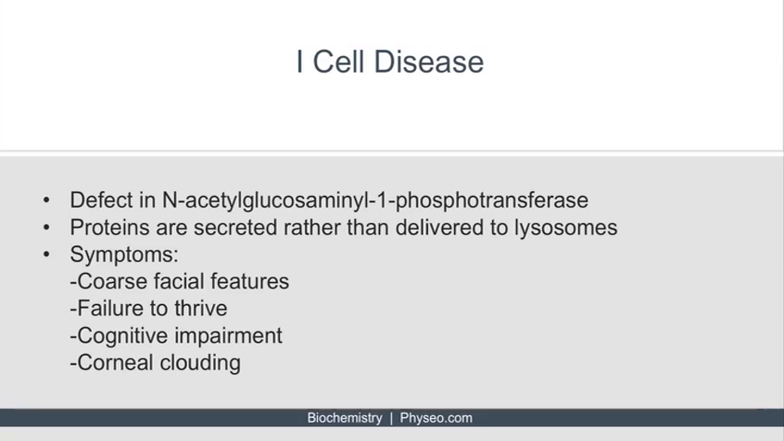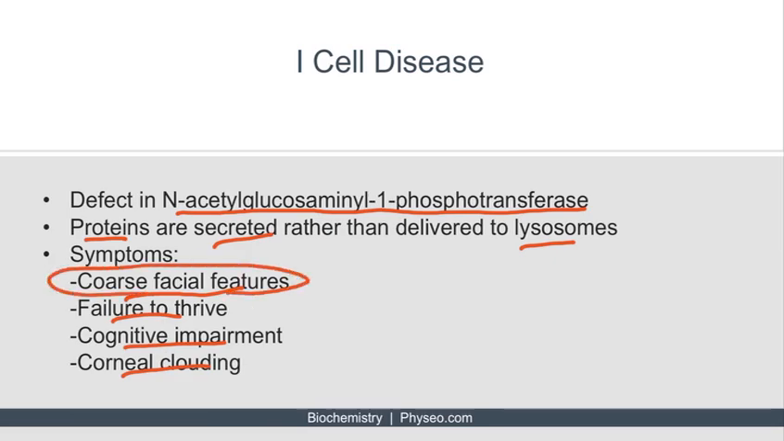I-cell disease is a lysosomal storage disorder caused by a defect in N-acetylglucosamine-1-phosphotransferase. As we just discussed, this is the enzyme responsible for adding phosphate groups to mannose sugar molecules on proteins. When this is defective, the proteins that should go to the lysosomes are misdirected and end up being secreted in the extracellular space. This disorder commonly presents as an infant who has coarse facial features, failure to thrive, cognitive impairment, and corneal clouding. A buzzword that's commonly seen on exams is coarse facial features, so definitely remember that one.